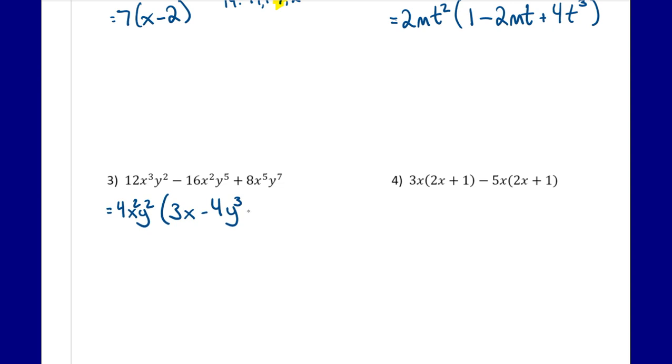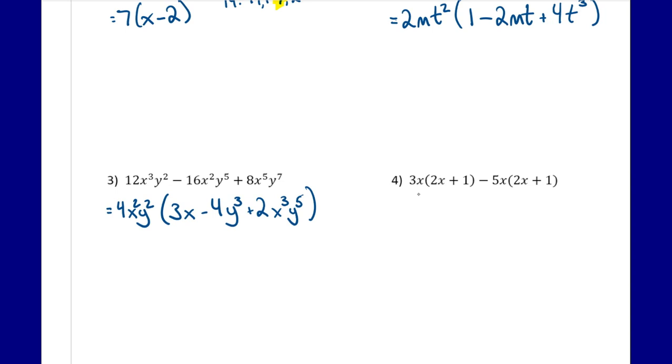And for our final term, 4 times 2 is 8. X cubed times x squared is x to the power of 5. And y to the power of 5 times y squared is y to the power of 7. So that is my factored form. If you want to check your work, you can always go through and expand this similar to what we did in the previous lesson, and you should work your way back to where we started.